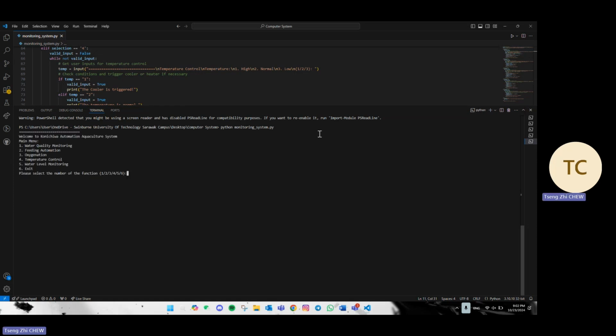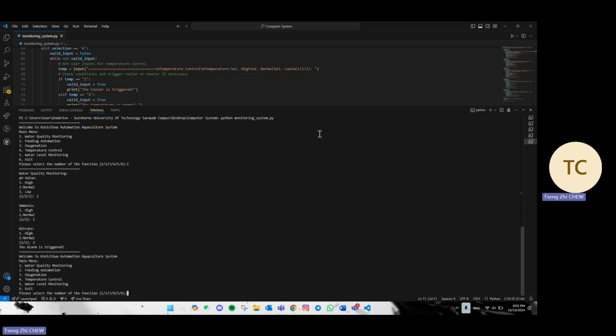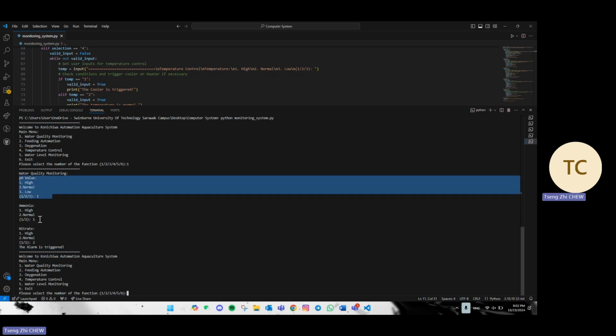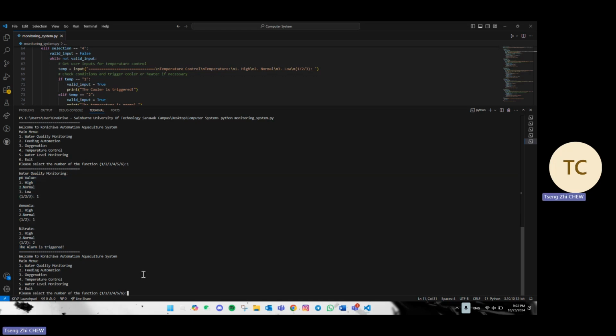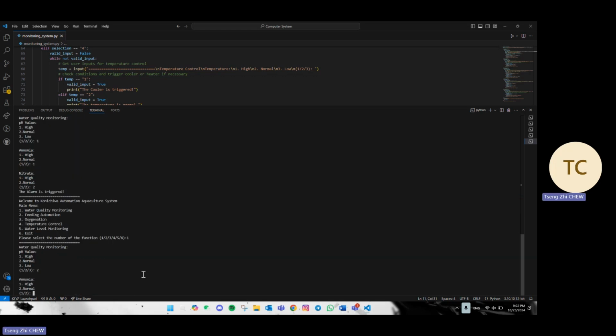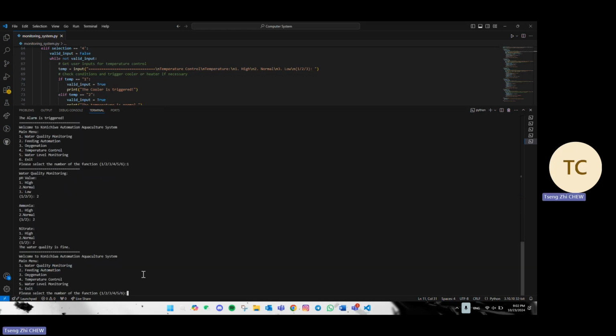So the first one is the water quality monitoring function. And let's key in the input. So as you can see, the output is the alarm is triggered due to the high pH value and the high ammonia level. And if all the inputs are normal, then it will show the water quality is fine.